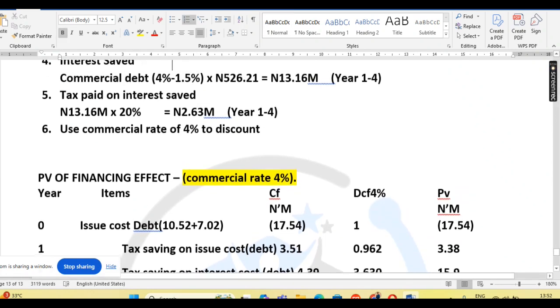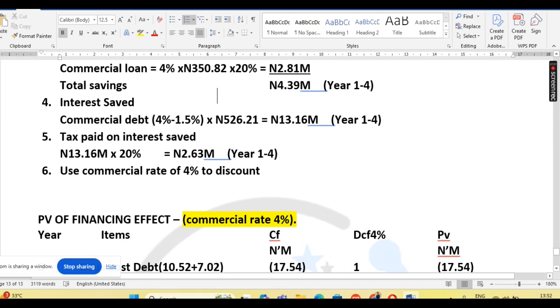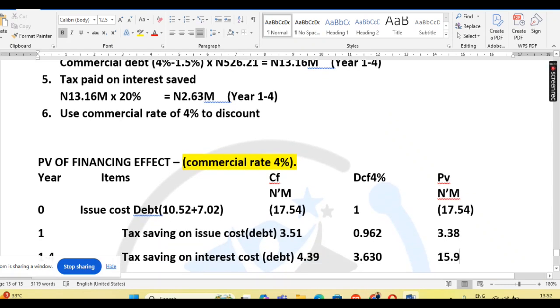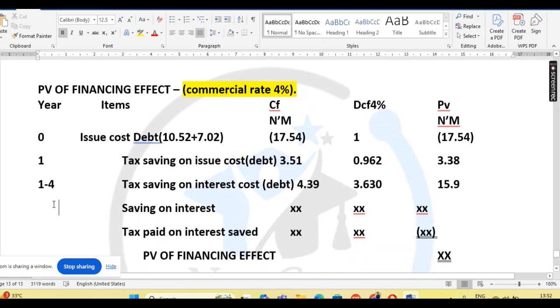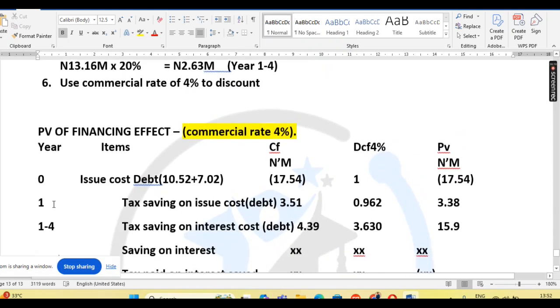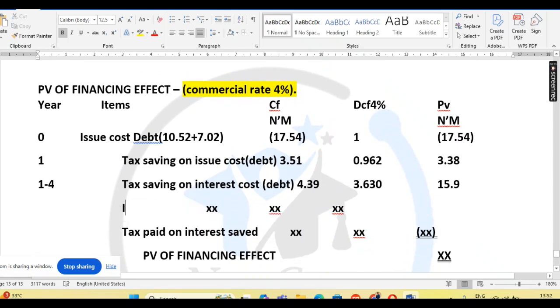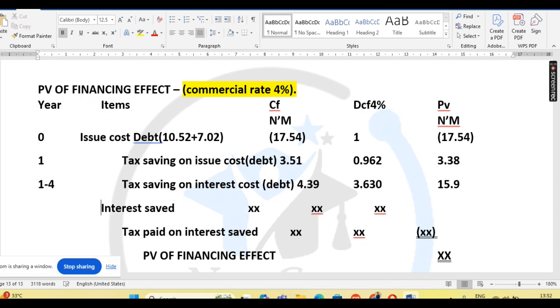Next is savings on interest. Interest saved. So interest saved is what? 13.16.